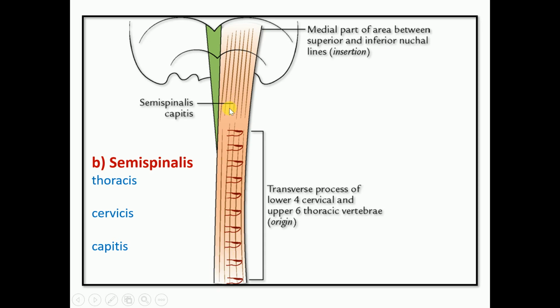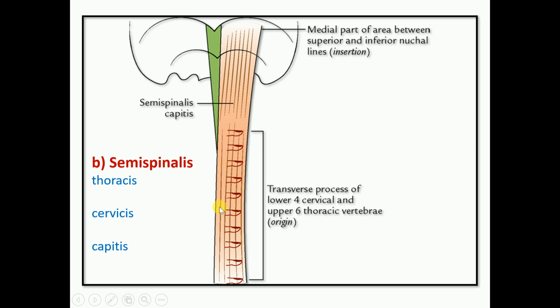The origin of semispinalis capitis is from the transverse processes of the lower four cervical vertebrae and upper six thoracic vertebrae. The fibers pass upward along the medial plane and are inserted into the medial part of the area between the superior and inferior nuchal lines, which provides insertion of semispinalis capitis. So that lies along with the erector spinae muscle, but in the upper part of the back of the vertebral column.